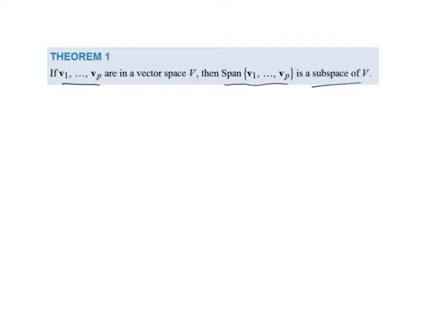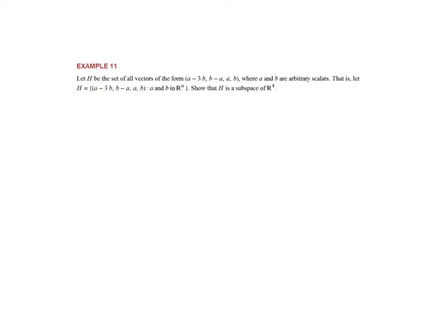Or if I can show that something is spanned by a set, if I can write it as that linear combination that we were given in the last example. Okay, and that's what we'll see in the next example. Okay, so example 11, let H be the set of all vectors that have this specific form here, and A and B are arbitrary scalars, and then we define H that way. Show that H is a subspace of R4.